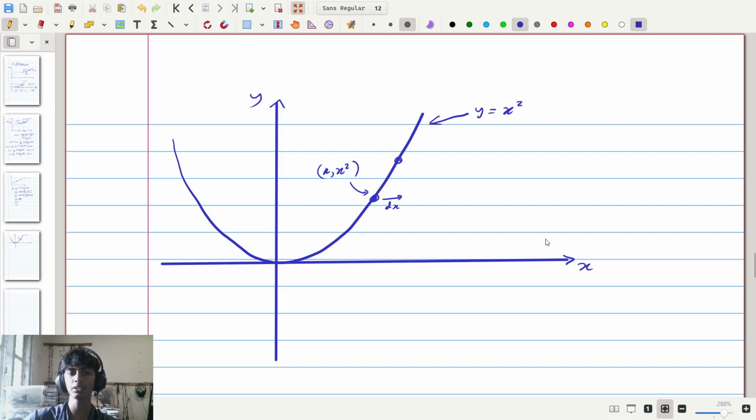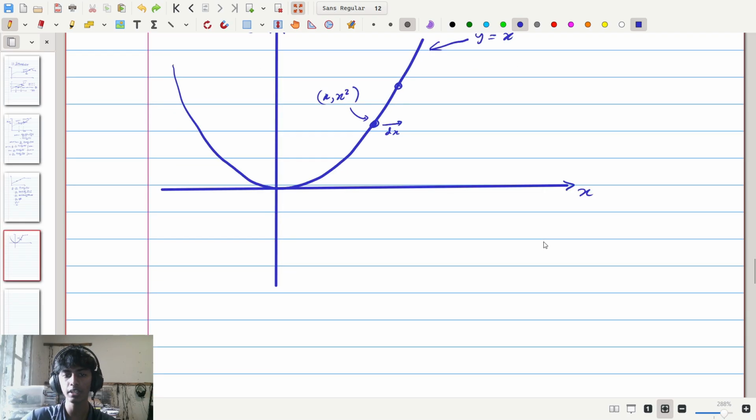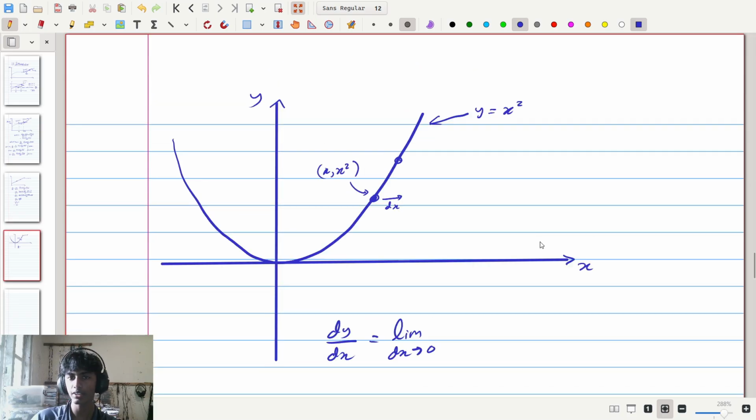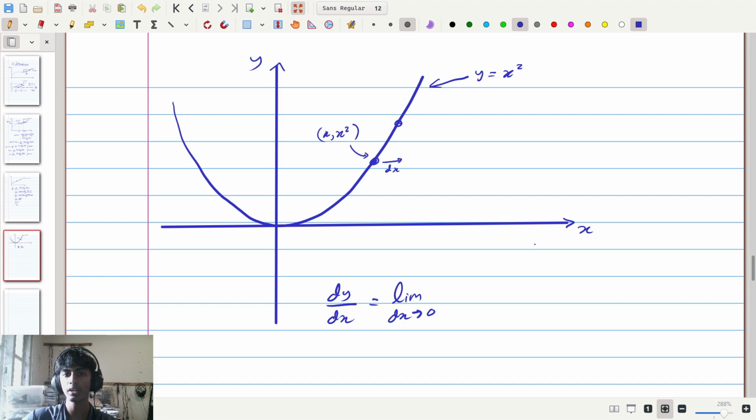Applying this to this function, we're interested in this point here. We're going to consider another point, that is dx distance away, and apply this rule. So then here what we get is that dy by dx is equal to the limit as dx approaches 0 of, in this case, f of x plus dx, which is x plus dx whole thing squared, minus the initial function, which is going to be x squared, divided by dx right here.